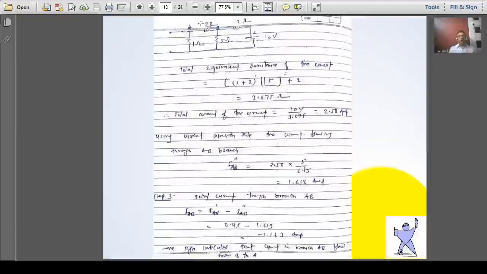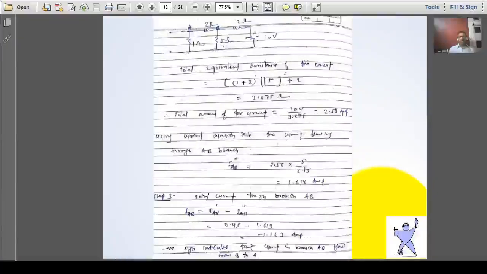So the current division rule will give you 2.58 into 5 upon 3 plus 5, because the current is dividing into two branches. Sorry, this branch is 2 and 1, a 3 ohm branch, and the 5 ohm branch. So it will give you 1.613 ampere. So we have calculated both currents: the current when the 2 ampere source was working, and the current when the 10 volt source was working.